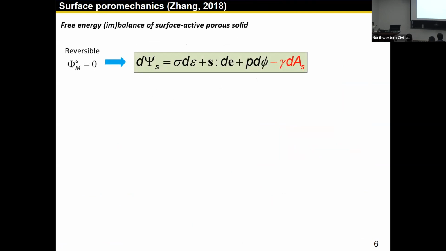If I want to look at the reversible process, then you set the dissipation equal to zero. This gives you the free energy balance of a surface-active solid. In addition to the traditional terms derived from Cauchy, we have an additional term from the surface. That's the consequence of considering the surface in the system.